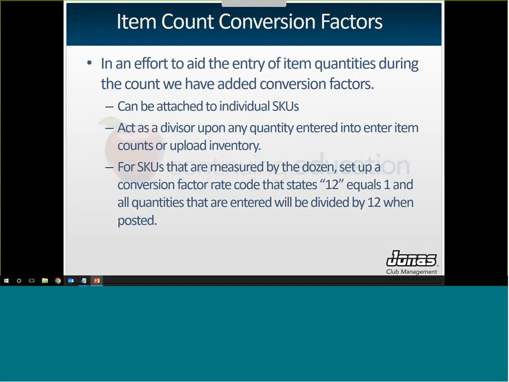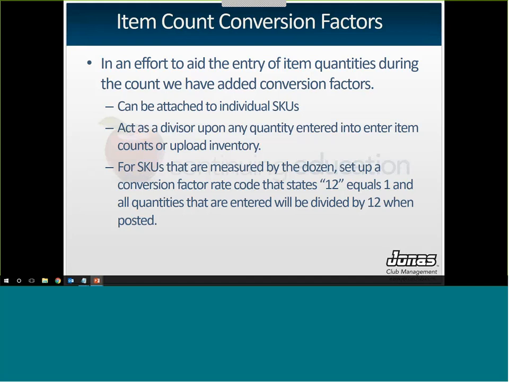So the next option down under Club Inventory Count is Item Count Conversion Factors. What this means is, in an effort to help out with the entry of item quantities during the count, Jonas has added conversion factors. You do need to have these conversion factors attached to the individual SKU, and they act as a divisor.